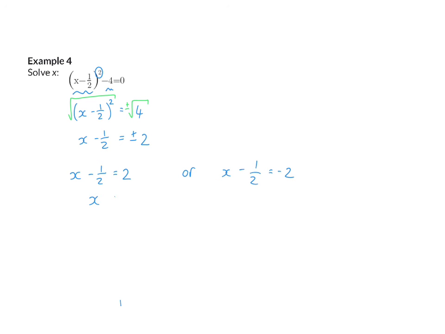So then I have x is equal to 2 plus a half, which is 2.5, or x is equal to minus 2 plus a half, which is minus 1 and a half.